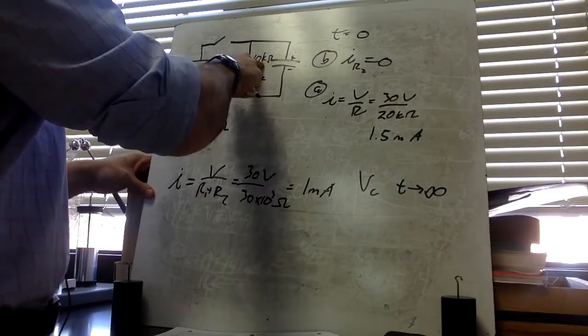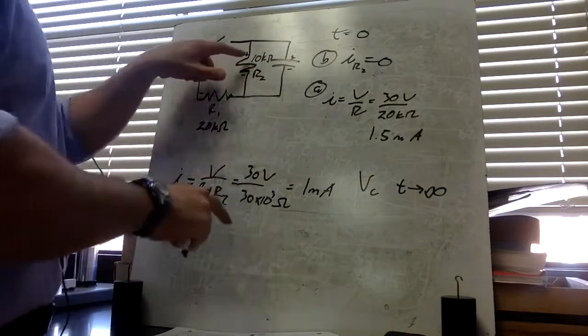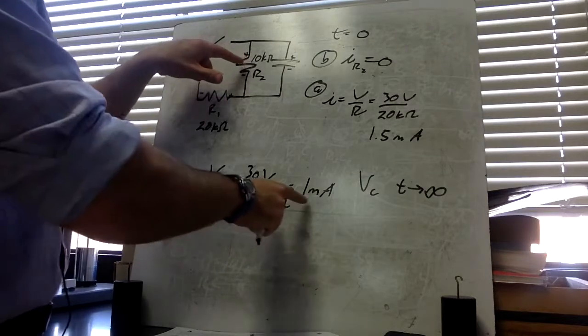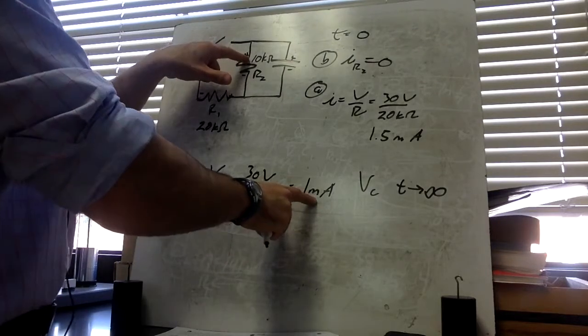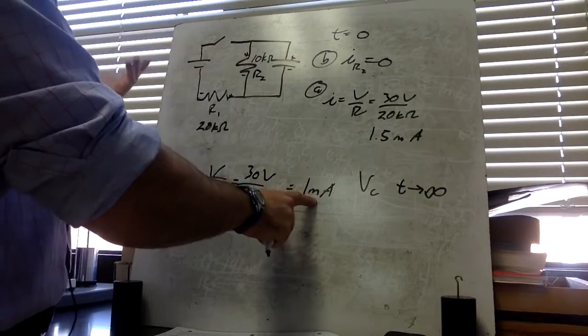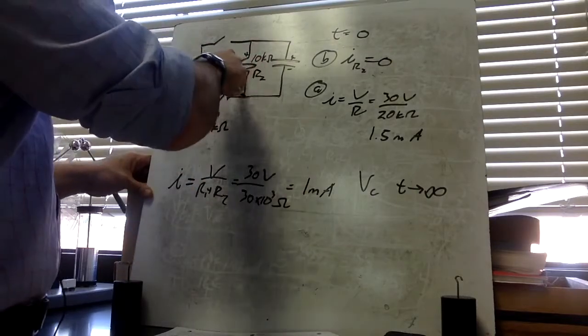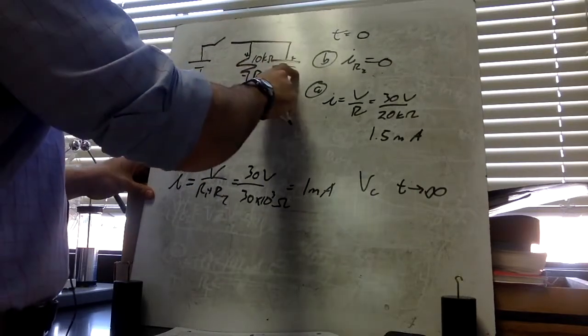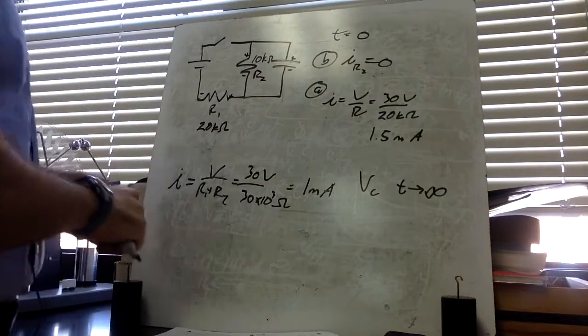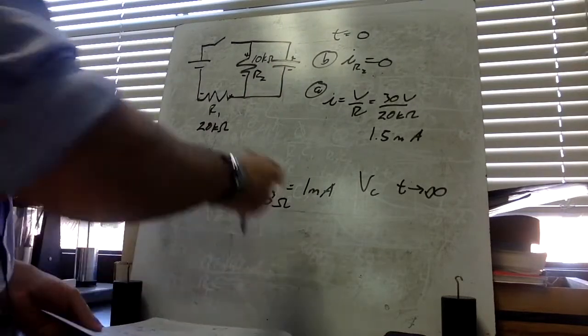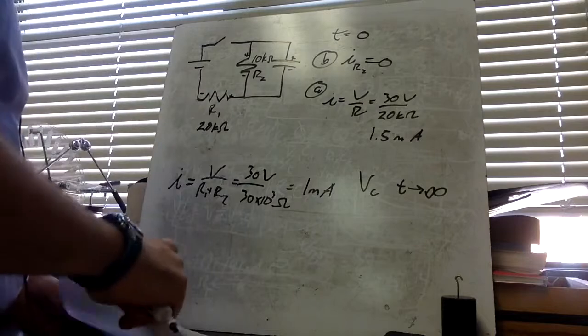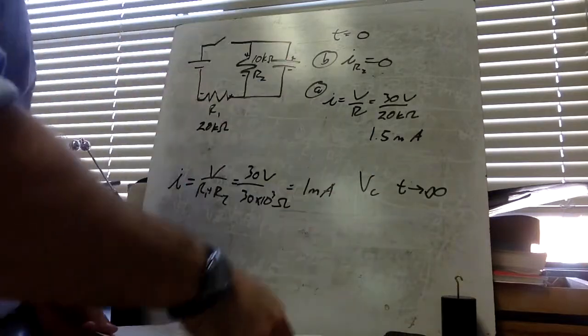So the voltage across this here is R, IR. So here's I, here's R. So 1 milliamp times 10 kilo ohms would give you 10 volts. So if there's 10 volts across this, there's got to be 10 volts across this a long time later. Okay, and that means then there would be 20 volts across that resistor.